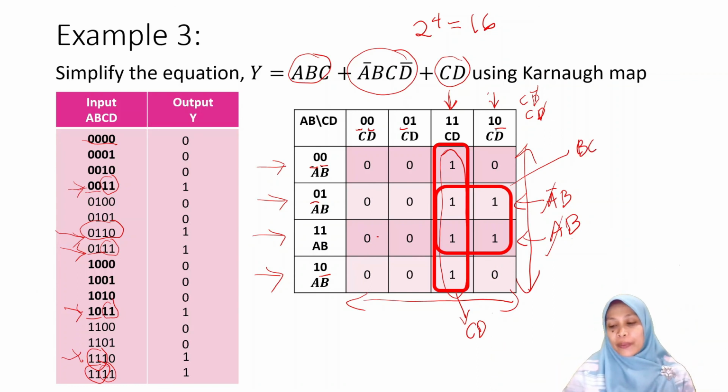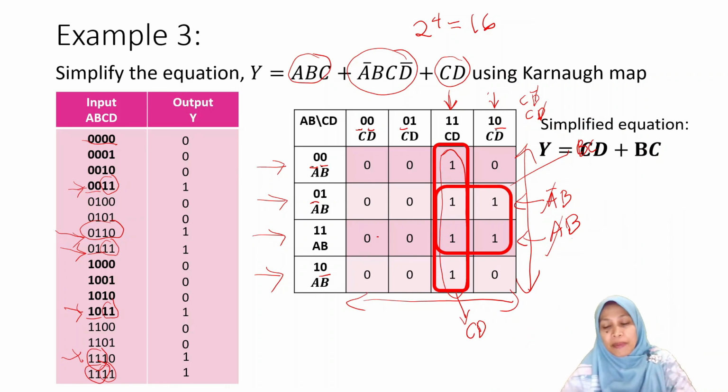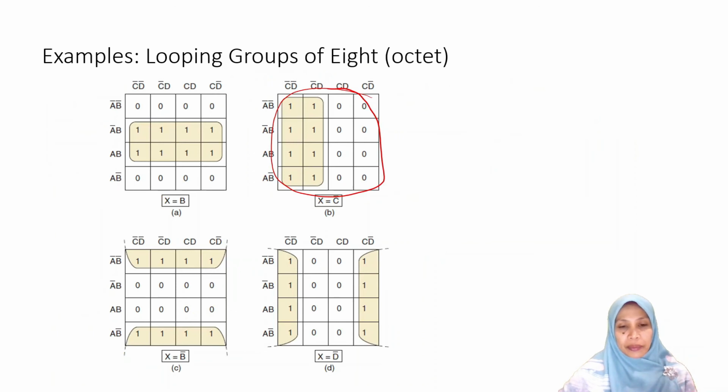From there, we can write the simplified equation equals CD plus BC. Okay. With that, I finish my presentation. Okay, so the last two slides are only examples of how to make a group in the K-map, so you can refer to the slide after this.